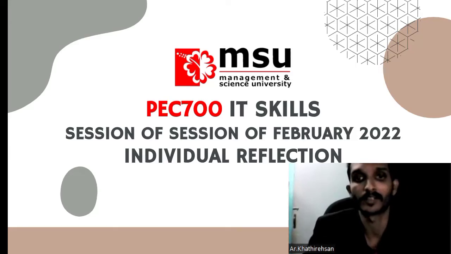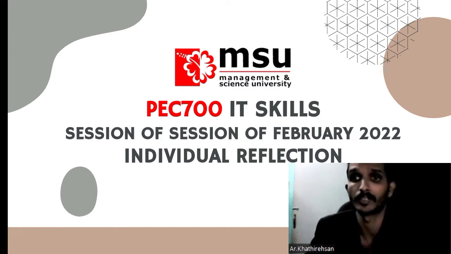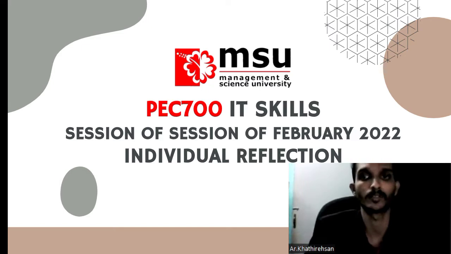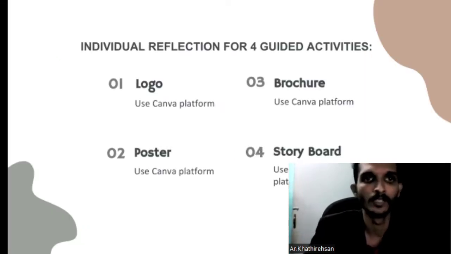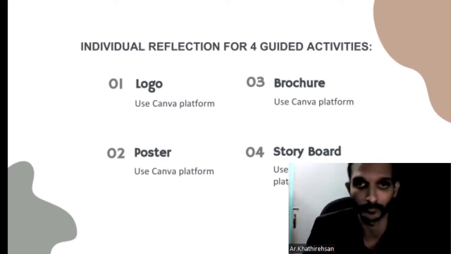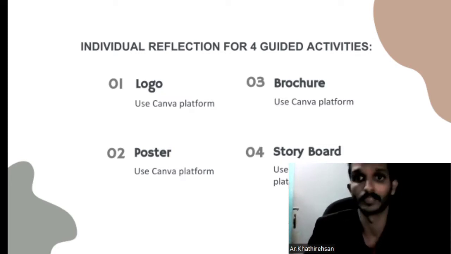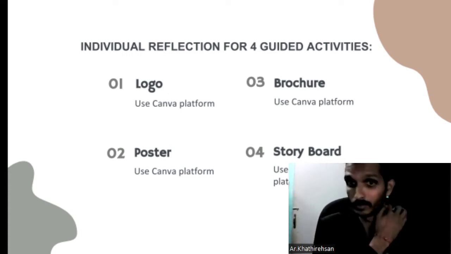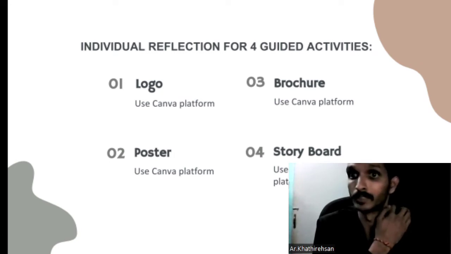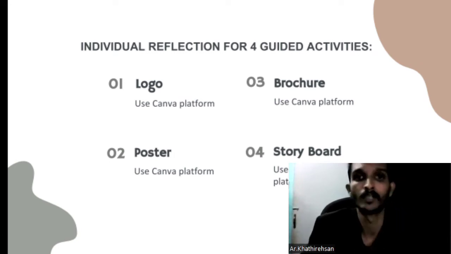This is the PEC700 IT skill course, February 2022 session, individual application. This is the individual application for four activities. The first one is a logo, using the Canva platform. The second one is a poster, using the Canva platform. The third one is a voucher, using the Canva platform. The fourth and last is a storyboard, using a storyboard platform.